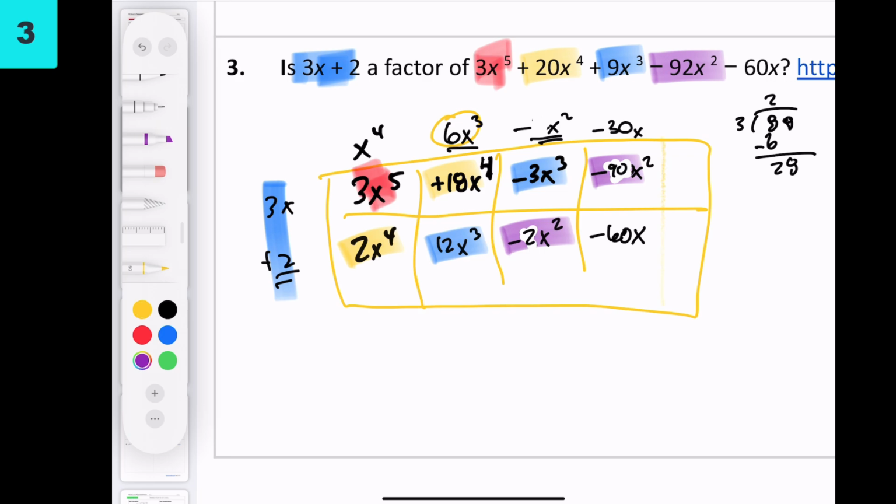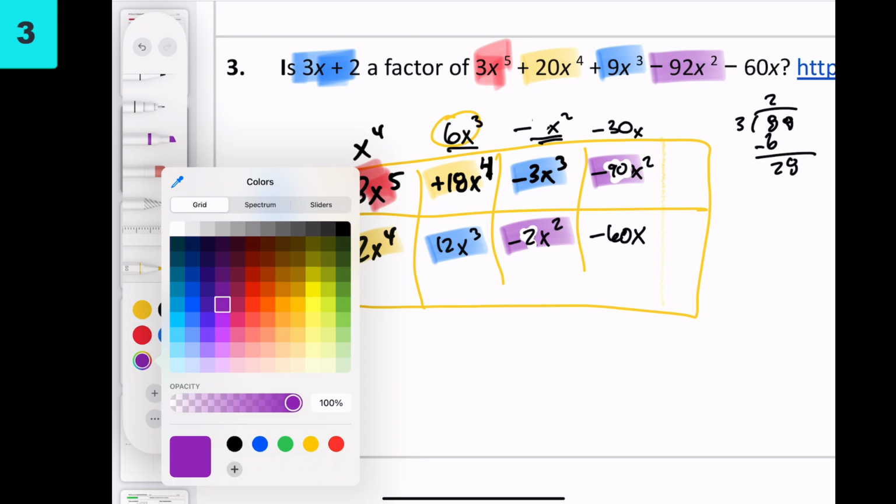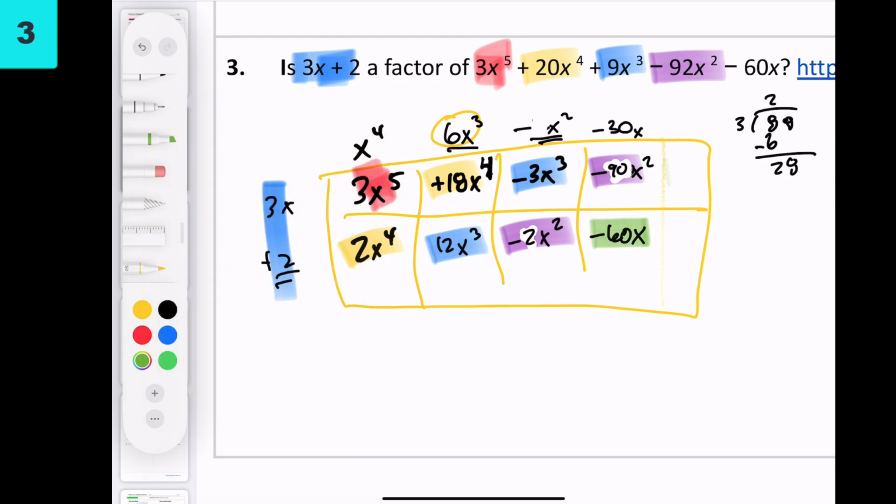Okay, let's switch up the color of our highlighter. Negative 60x plus something equals negative 60x. So hopefully you see the end game. That'll just be 0x, and that'll be 0. 0 times 2 is 0. And then your remainder is 0.